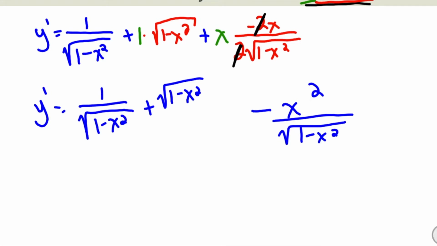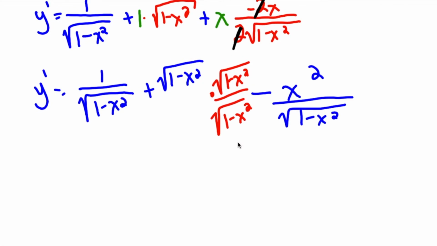So what that means is I need to multiply this by square root of 1 minus x squared over square root of 1 minus x squared. Right? I haven't changed the value of it. I multiply by something that is equal to 1. So this will help me to get a common denominator for everything, and I can simplify this, put it all in one fraction now. So y prime equals, I'm going to put a big fraction bar here.